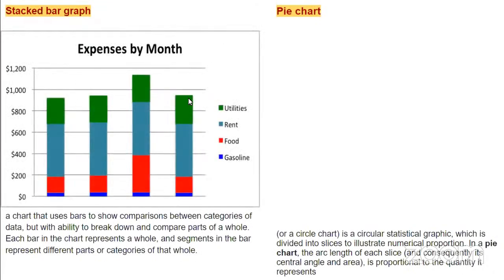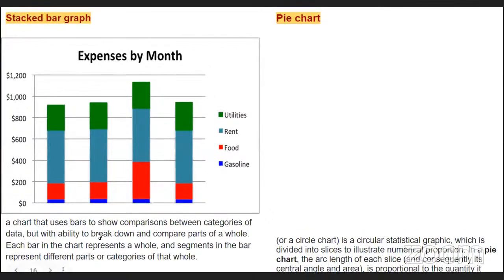A stacked bar chart is a chart that uses bars to show comparisons between categories of data, but with the ability to break down and compare parts of a whole. Each bar in the chart represents a whole, and segments in the bar represent different parts or categories of that whole. For this particular example, we have expenses listed for a particular month. We have several months, and each month has its own expenses being listed down.